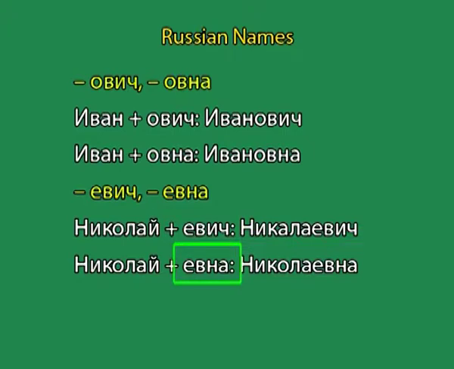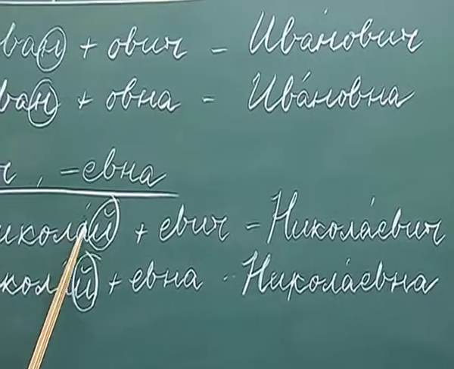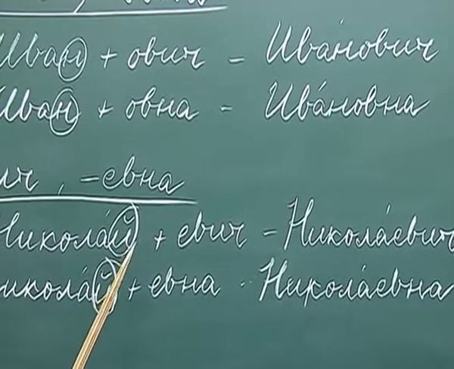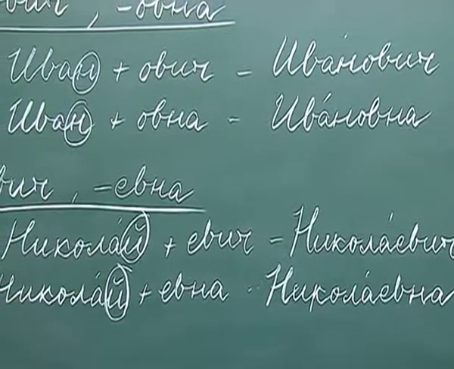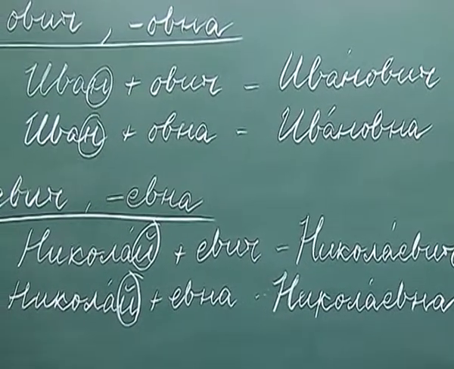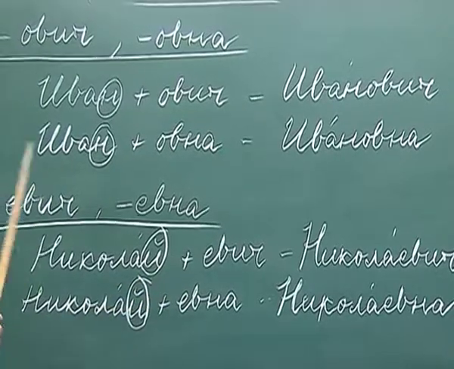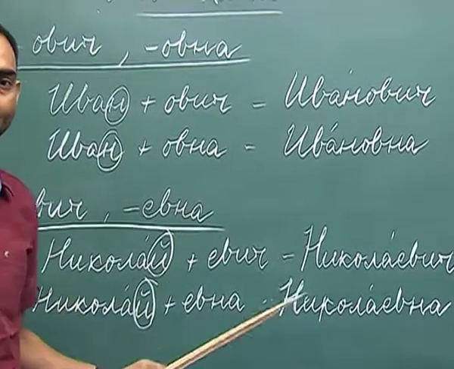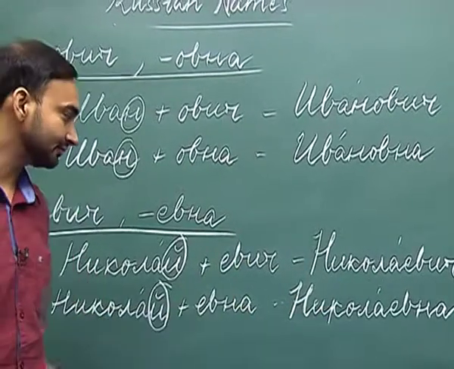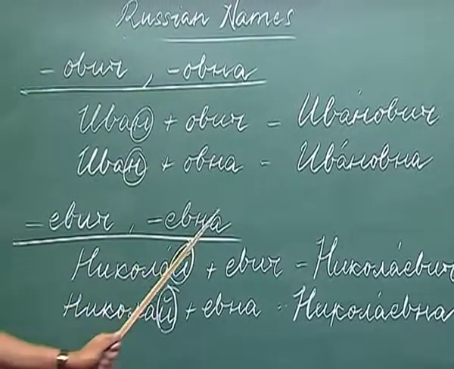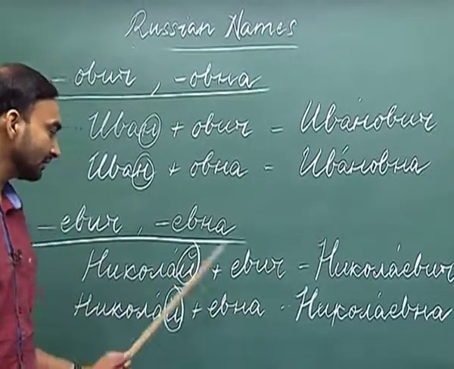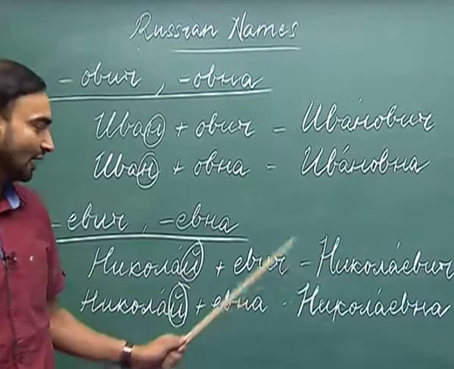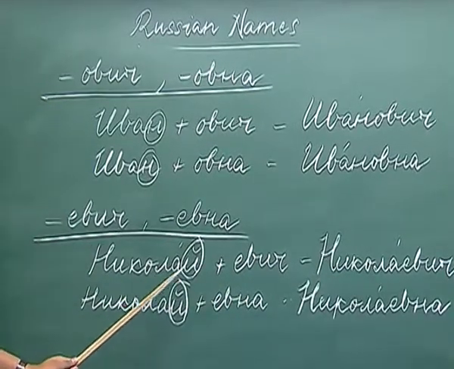And if we add the suffix yevna, we get Nikolaevna. As you can see, Nikolai ends with e kratke. So, if a first name ends with e kratke, then we add the suffixes yevich and yevna to get the patronymic. And one more thing to remember here is that while making the patronymic, you have to drop the ending which is e kratke.